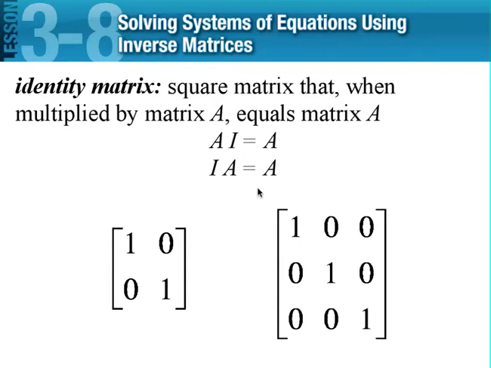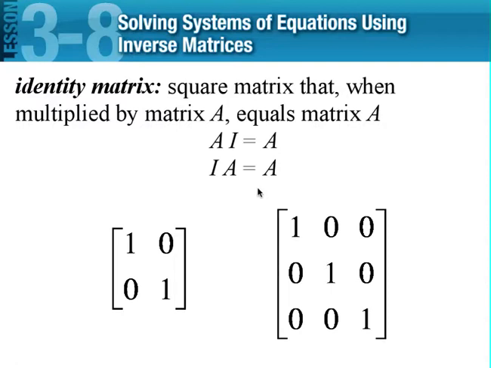The identity matrix is a square matrix that, when multiplied by matrix A, equals matrix A. The identity matrix is symbolized by I. So I have A times I equals A. It's kind of similar to what number? 1. That's what the identity matrix is similar to.